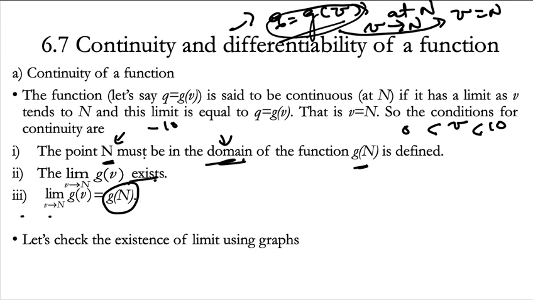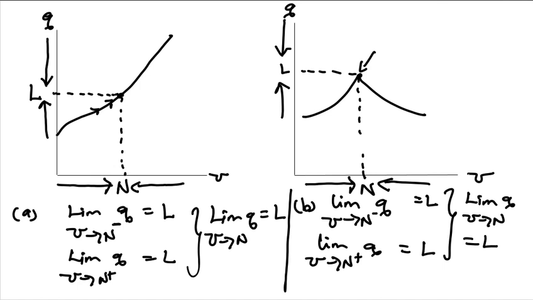So let's check the existence of a limit using the graphs that you have learned before. The graphs that we have used to learn this are basically these. We have 4 different graphs, this one and this.